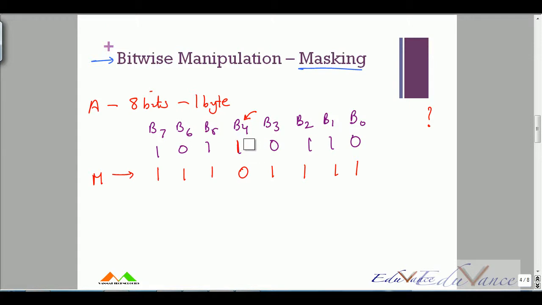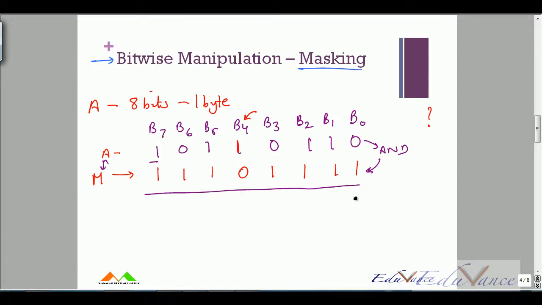and what I would do in effect is I would take A and use the logical function AND with this. So I would logically AND, use the AND operation between A and M, and what do I get?